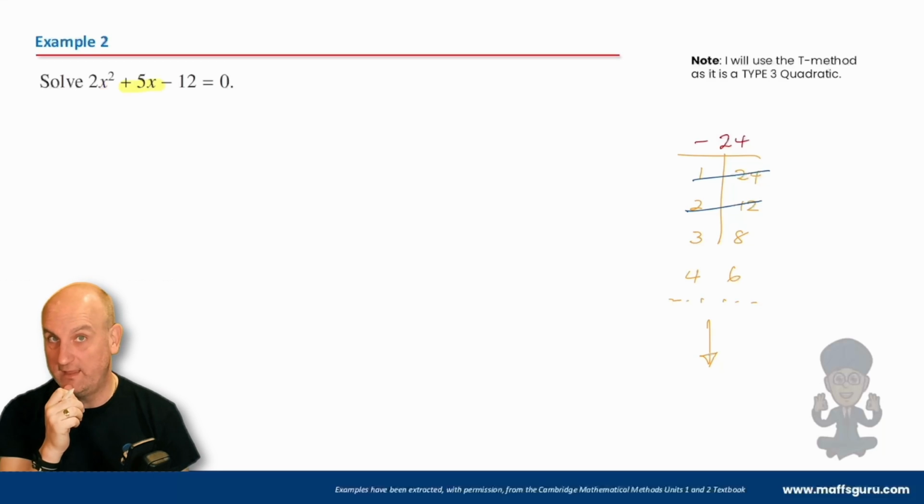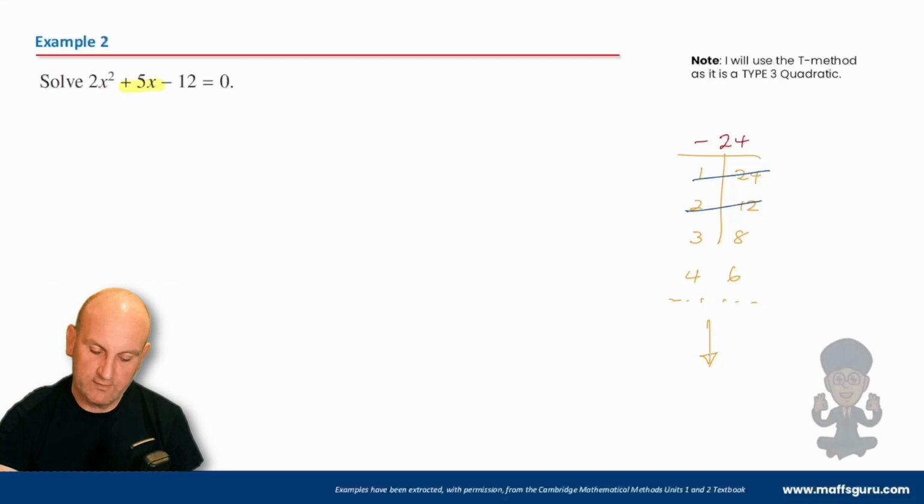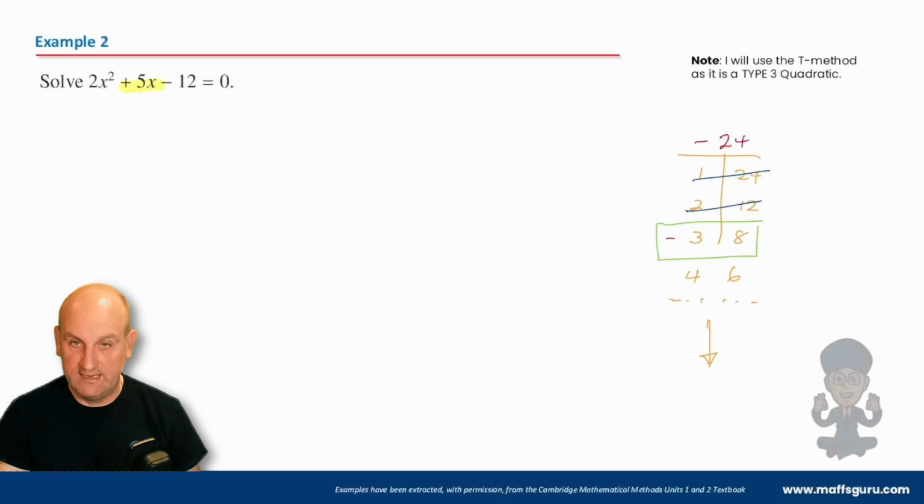3 and 8, on the other hand. Now, if I was to do a negative sign in front of the 3, I would end up with -3 plus 8 gives me 5. Obviously, if I put the negative sign on the other side, 3 minus 8 would give me -5. That's not what I need. I need positive 5. So in which case, I am going to use -3 and 8.